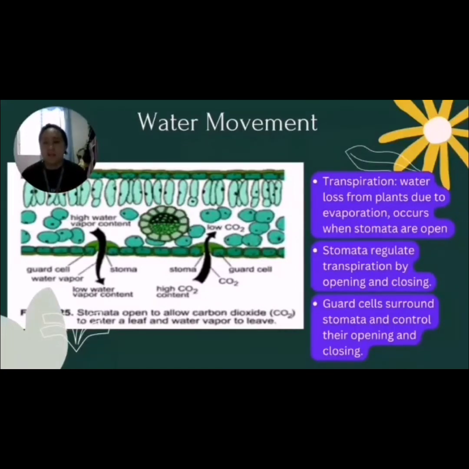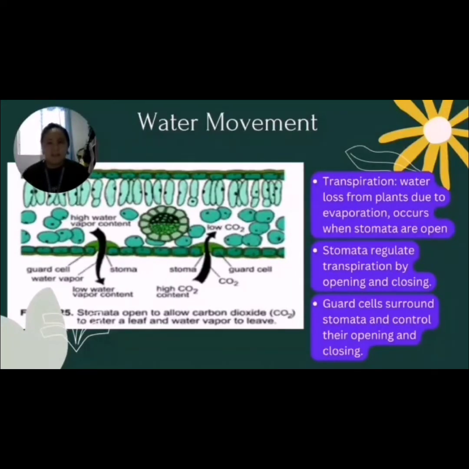Now let's take a look at this picture. This is the inside structure of the leaf. Stomata open to allow carbon dioxide, or CO2, to enter a leaf and water vapor to leave. As we notice, the dark green color in the picture is the stomata. Near the stomata is the guard cell.